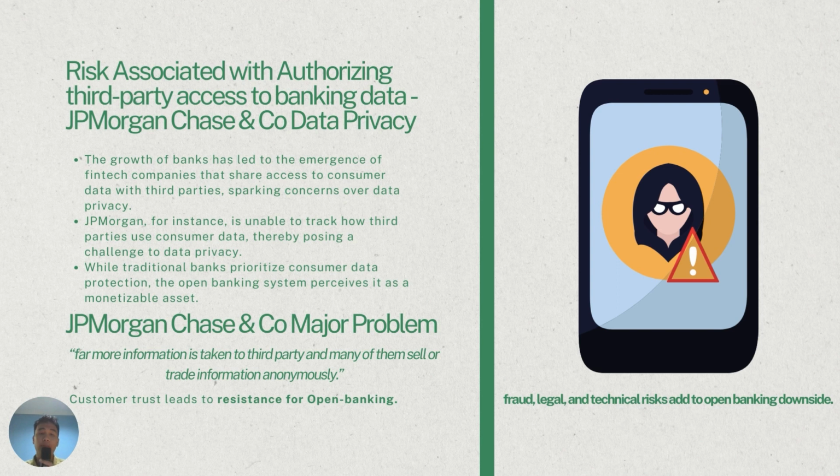The major problems from the case come from JP Morgan Chase consumers themselves, where there is low trust coming from one of their shareholders. In addition, with data sharing in the open banking system, as already mentioned, data privacy risk becomes one of the main risks. The downside also adds fraud, legal, and technical risk. Furthermore, with data sharing, JP Morgan is unable to track how their third parties use their consumer data.